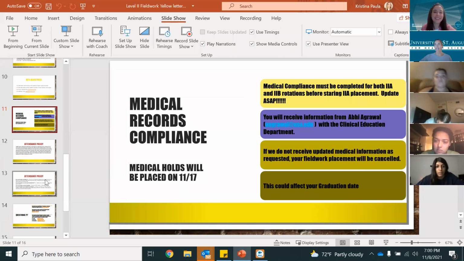So get it done. It gets really awkward and uncomfortable on our end when we have to send emails again and again. And they're being really strict with medical compliance this time around because of the amount of difficulties and issues that have come up on the student end with them not getting it done on time.